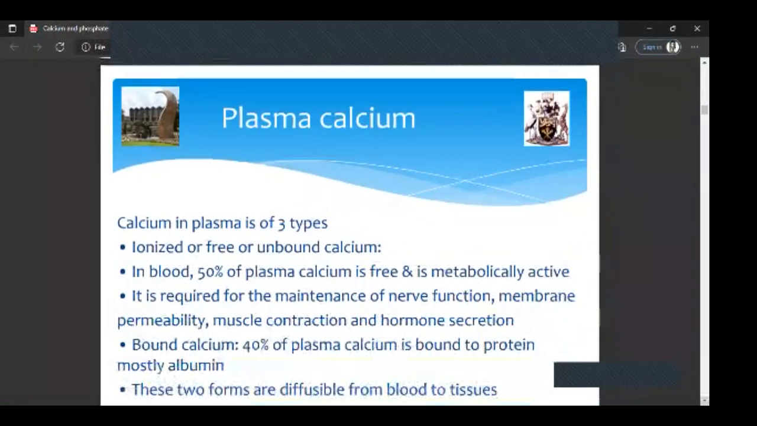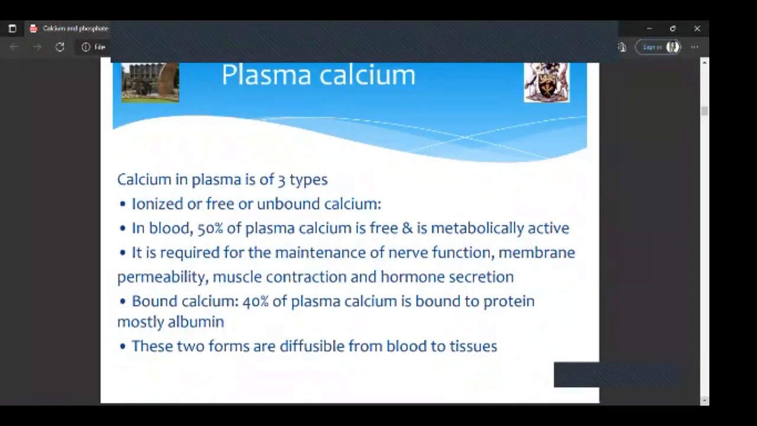So let's talk about plasma calcium. We basically have 3 types of calcium in plasma, and this is based on what I've discussed. It can be ionized, it can be free, it can also be unbound. So in blood, we have 50% of the calcium being free and being metabolically active. And we remember we said it's required for nerve function, maintaining membrane permeability, contraction of muscle, and also hormone secretion. So among the proportion of bound calcium, 40% of the calcium is bound to protein, normally albumin.